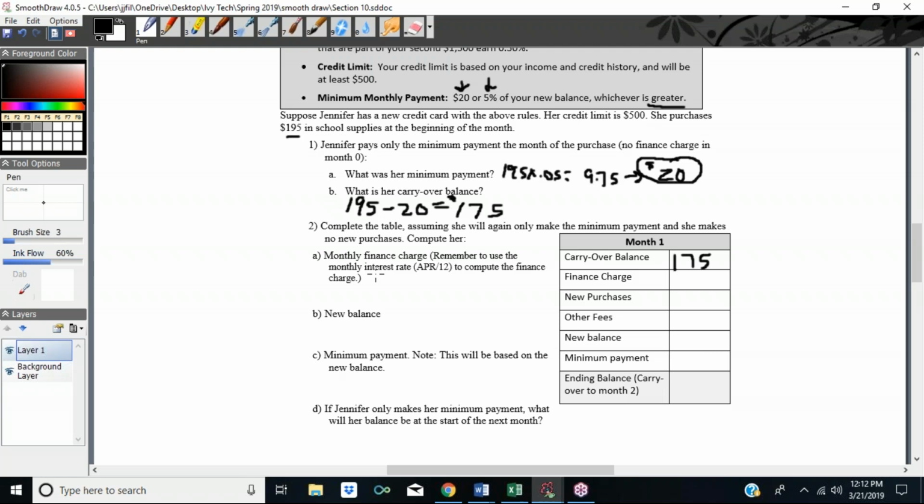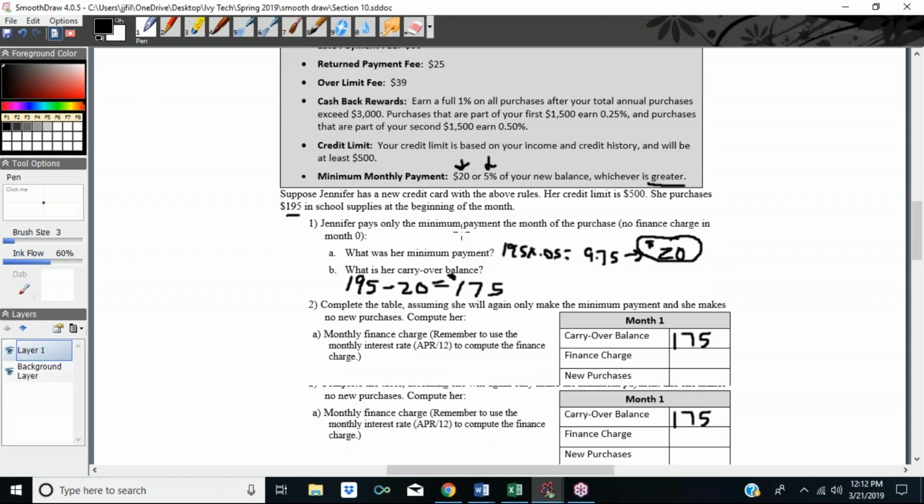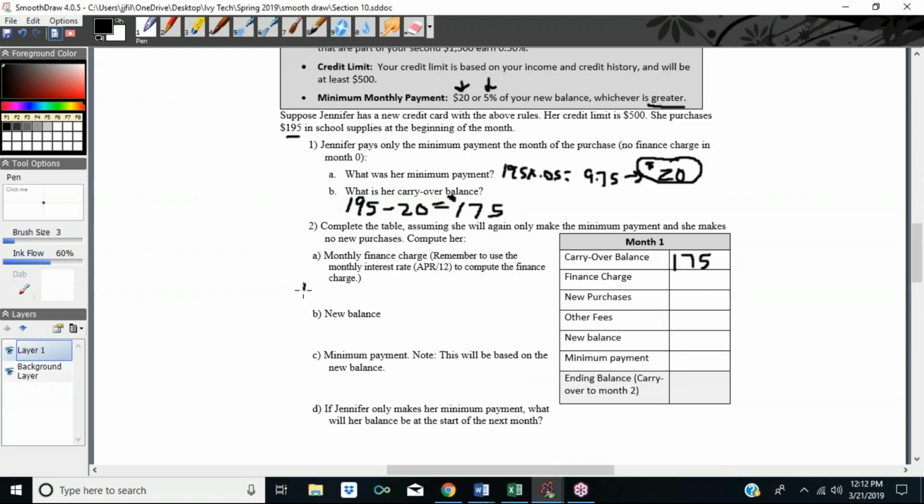So we're going to complete the table, and let's see, the monthly finance charge. Her APR is 15.99, so we're going to do 175 times 0.1599 divided by 12 and get that finance charge. And I got $2.33. We have to use the 175, not the 195, because she already paid $20.